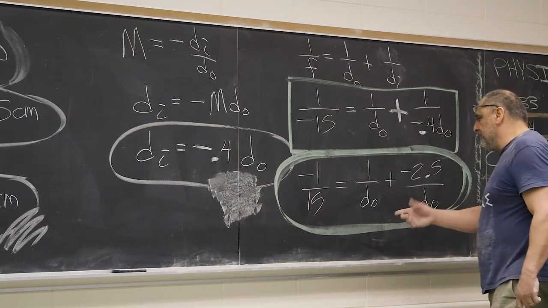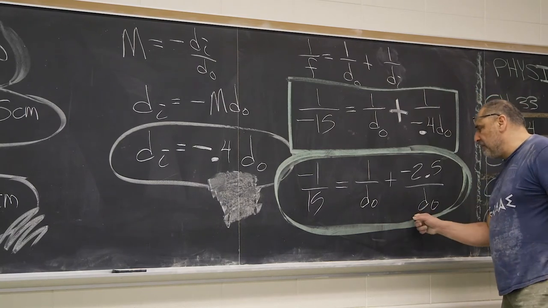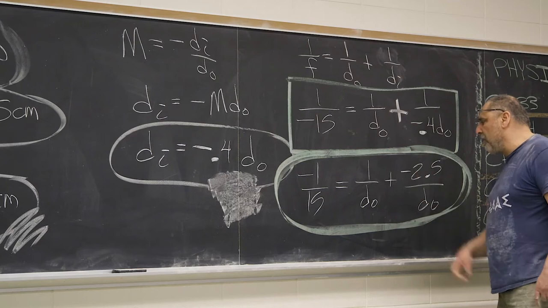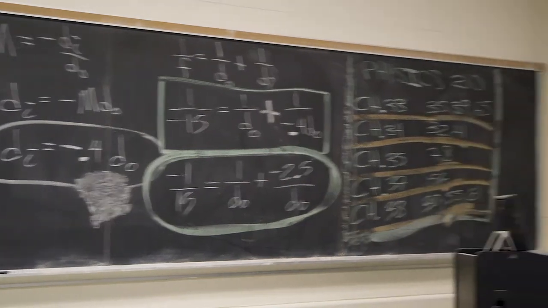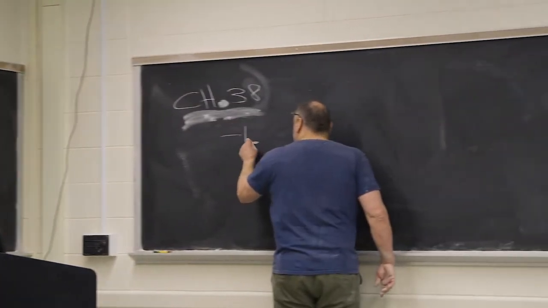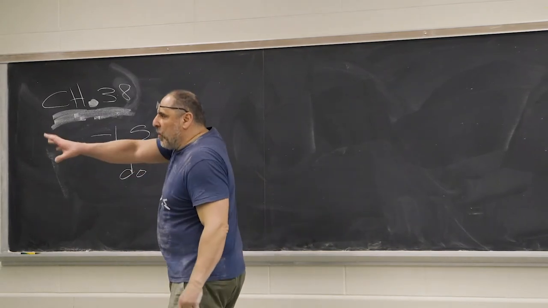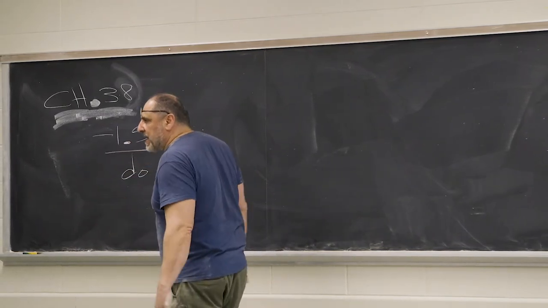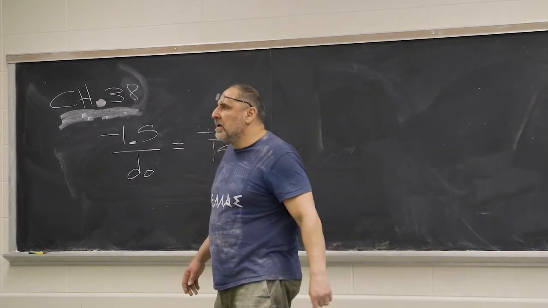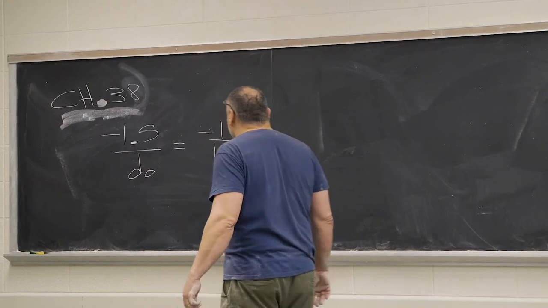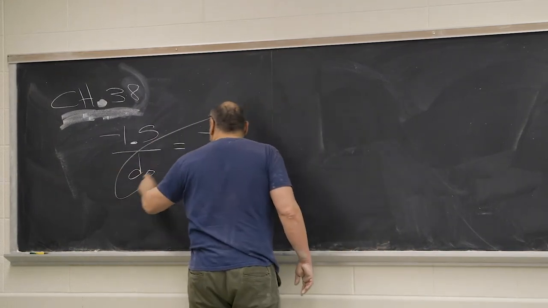There's a really easy way to do it. Add, you've got a common denominator now. Add the tops, you get negative 1.5 over D0 equals negative 1 over 15. So you've got negative 1.5 over D0. Combine terms on the right hand side. Kind of interesting in that regard. Cross multiply, it should work pretty well.